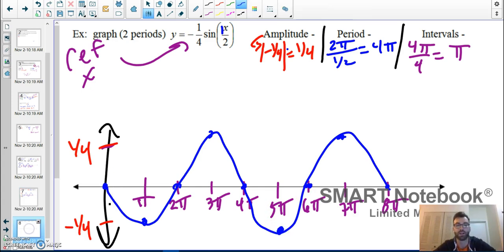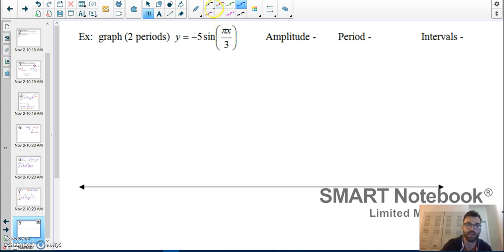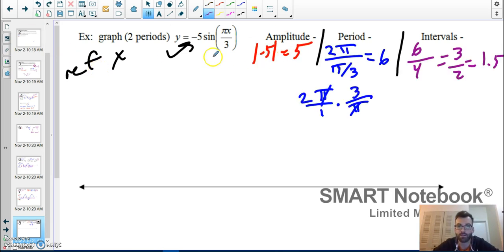All right, let's try the last one. Hold back your tears. Again, we have this negative. Pay attention to that negative. All right, so that means I'm going to reflect over my x. Okay, I want you to fill this part out yourself. Okay, and then we'll check it. All right, so my amplitude is the absolute value of my a value. So absolute value of -5 is 5.